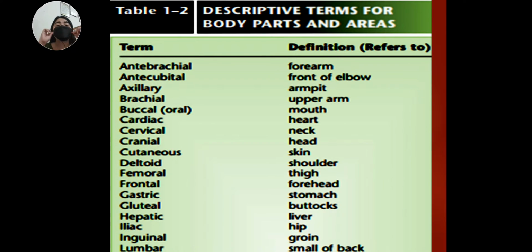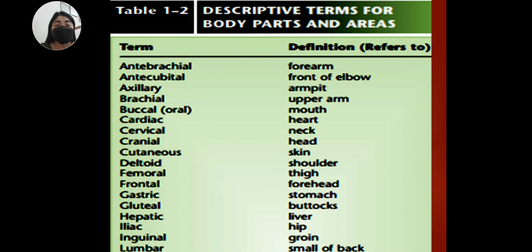We have the term antebrachial, which refers to the forearm. Antecubital, which refers to the front of the elbow. Axillary, which refers to your armpit. Brachial refers to your upper arm. Buccal, which is oral, refers to your mouth. Cardiac, which is your heart. Cervical, your neck. Cranial, your head. Cutaneous, your skin. Deltoid, your shoulder. Femoral, your thigh.